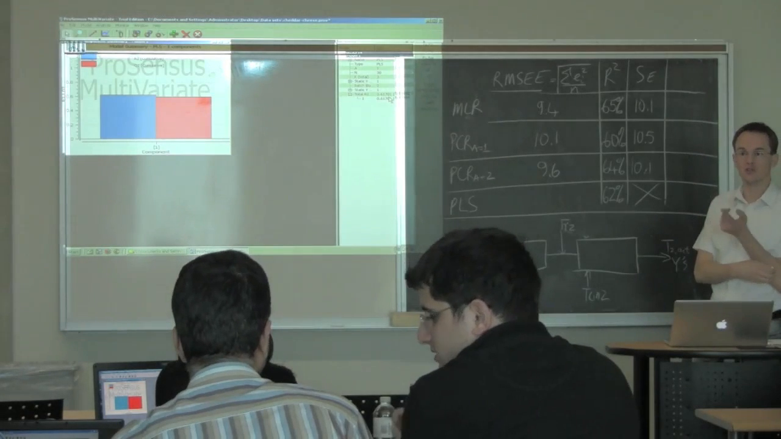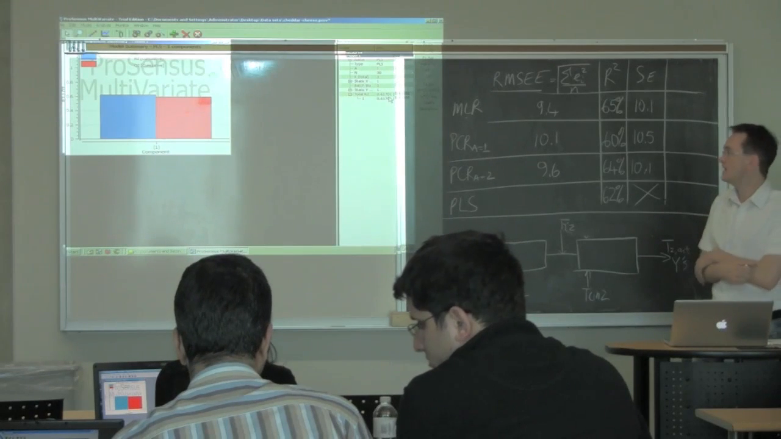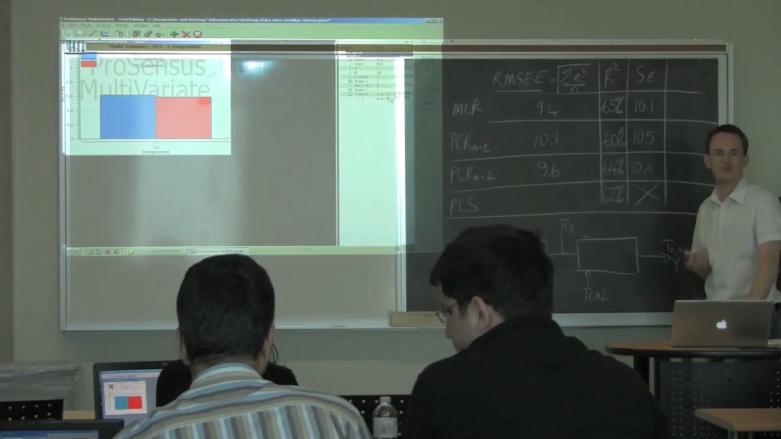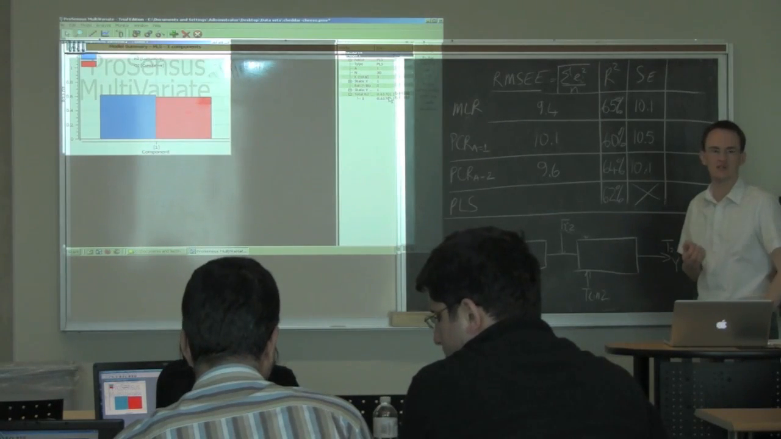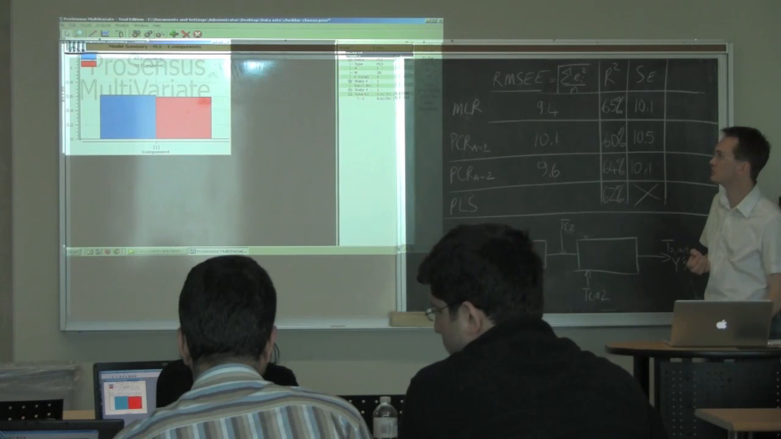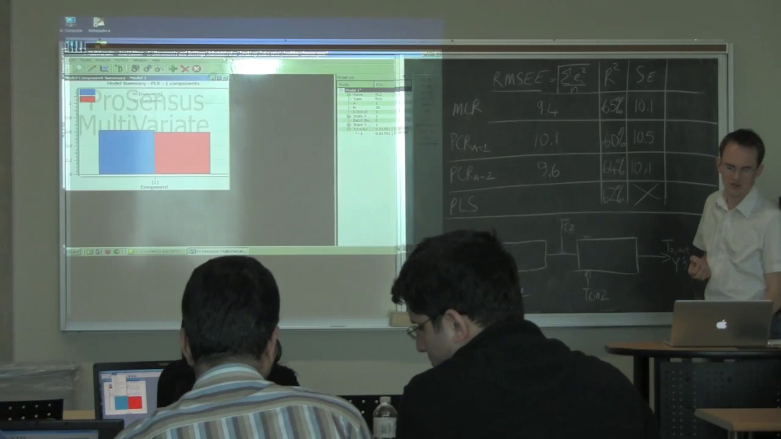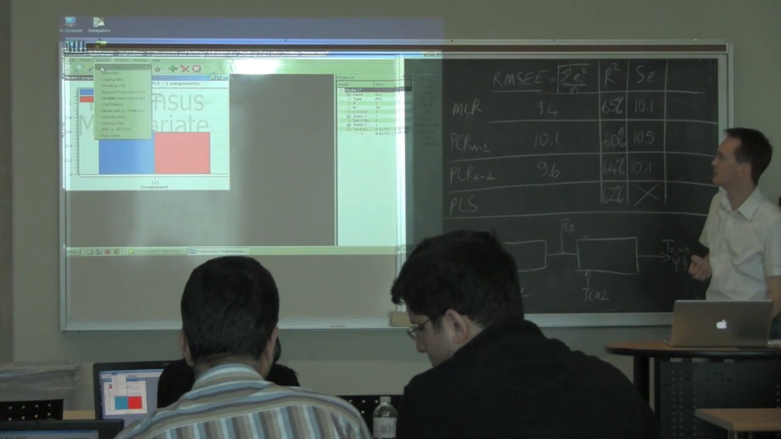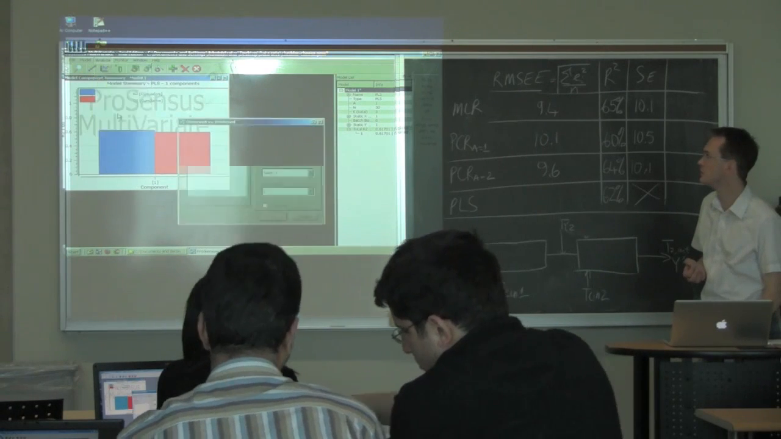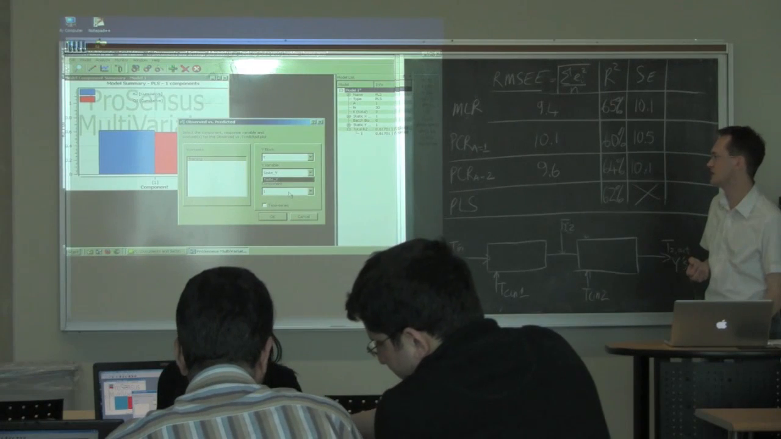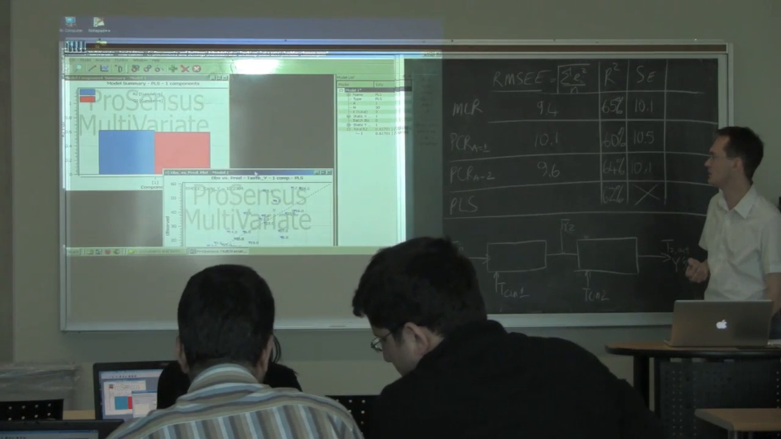And so you get it? Yeah. And the root mean squared error of estimation: plot the observed versus predicted plot to get the RMSEE. So go to Analysis up here at the top, and then go down to Observed versus Predicted. It's going to plot Y versus Y taste predicted with one component.